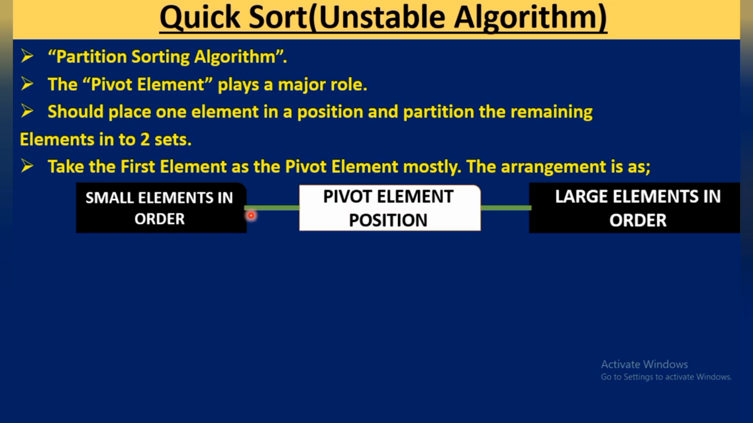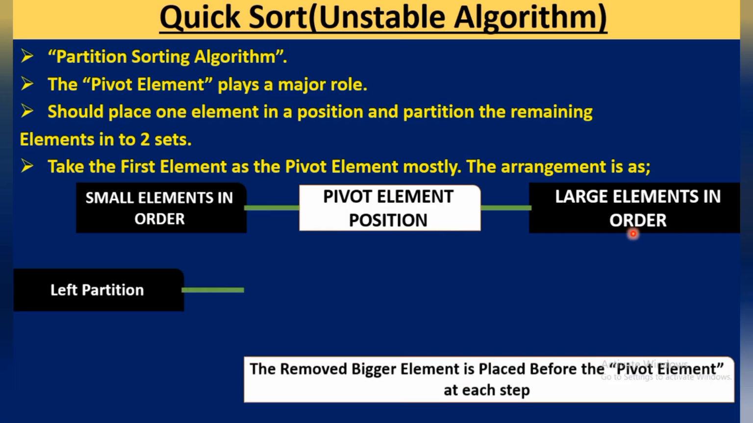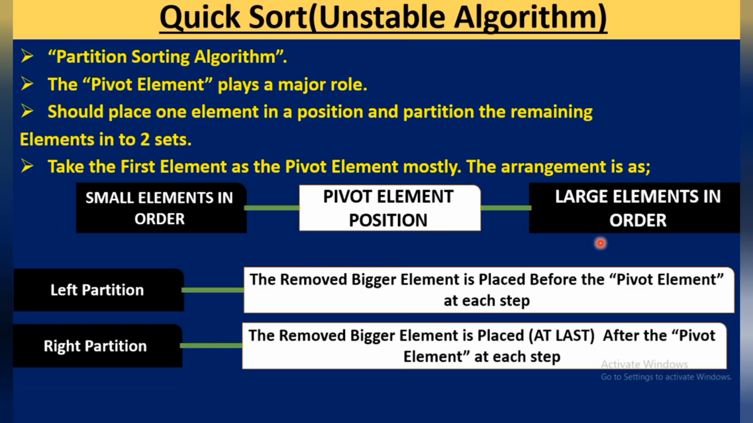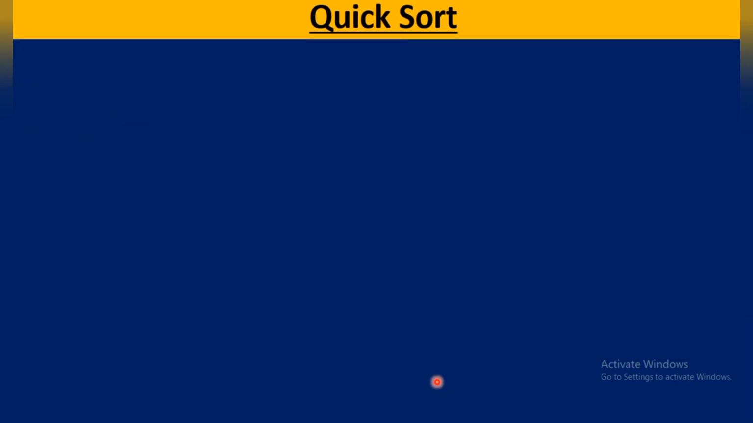This is the way we are going to arrange: smaller elements in order, the pivot element placed in the middle, larger elements in order. This is the position. The left partition holds the smaller elements in order. The removed bigger element is placed before the pivot element at each step. Keep this in mind, friends. Next is the right partition. The removed bigger element is placed at the last, after the pivot element, at each step. Please make a note of these two points.